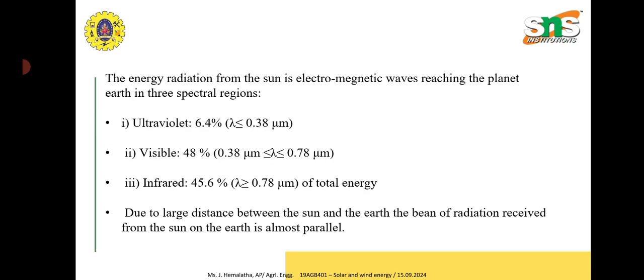The energy radiated from the sun can be estimated as electromagnetic waves reaching the planet Earth in three spectral regions. Ultraviolet radiation is a component of solar radiation with wavelengths shorter than visible light, ranging from 100 to 400 nanometers. UV radiation is responsible for effects such as sunburn and has important implications for health and materials. The measurement of UV is by UV radiometers or sensors that detect specific UV wavelength ranges.